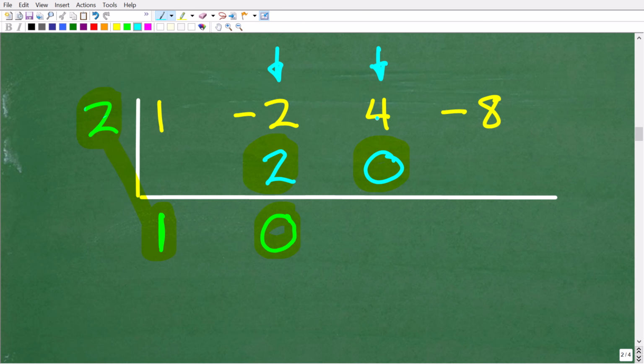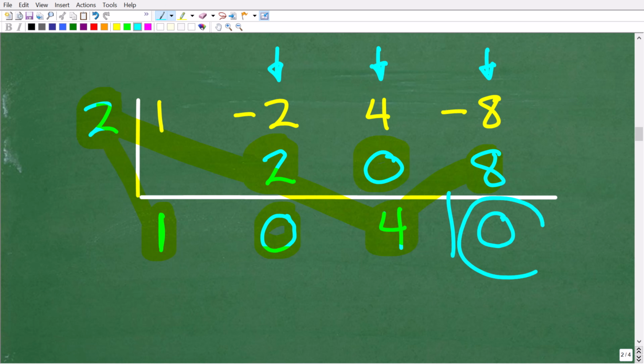Now we're going to add down again. So 4 plus 0 is what? That is 4. Just following the same pattern, 4 times 2 is what? That is 8, so we put our answer right here. Now we add down for the last time: negative 8 plus 8 is 0. We're out of numbers here, so this last number right here is the answer. When we are evaluating a function using synthetic division, whatever this last number is, that is the answer.